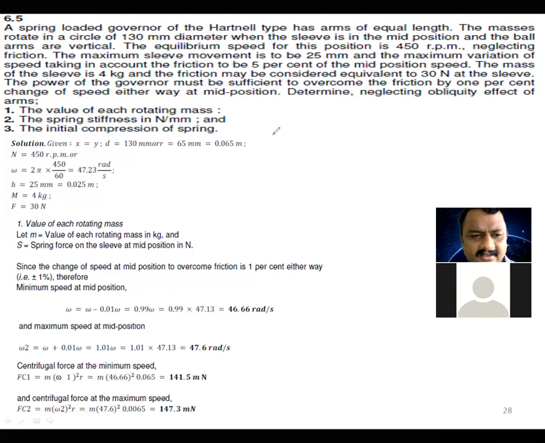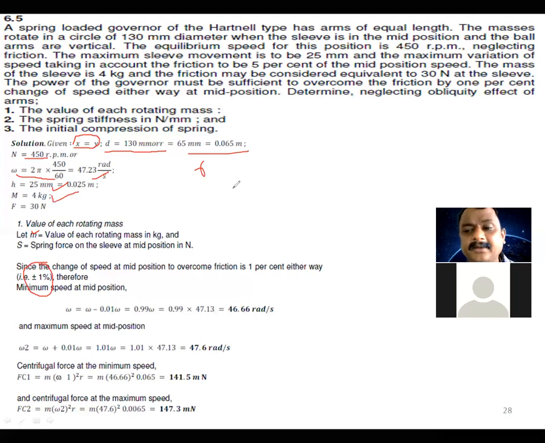So if you want to try, I'll give some hints here. The mass of the ball is unknown. Since the first thing is you need to calculate the speed at different positions, the first condition noted is x equal to y. Diameter is given, radius of rotation we are finding, that is r. Mean speed is given, 450 rpm. So omega, 2 pi N by 60, is 47.23 radians per second. h is known, the height of the sleeve, or they have given it as equal to sleeve travel, that is 25 millimeter, right? So maximum sleeve movement is 25 millimeter.